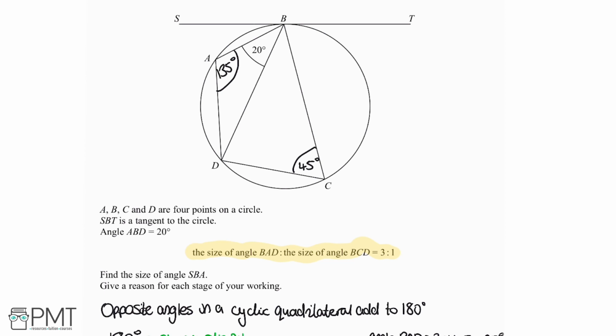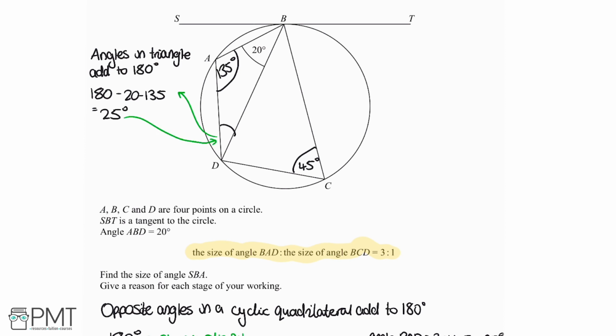We can work out this angle here. We know that angles in a triangle add to 180 degrees. So if we do 180 minus the 2 angles we already know, 20 and 135, we get 25 degrees. So that means this angle here is going to be 25 degrees.